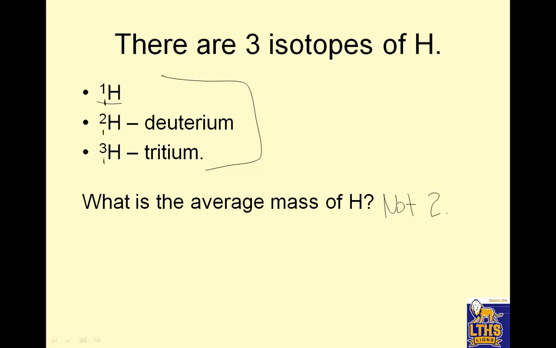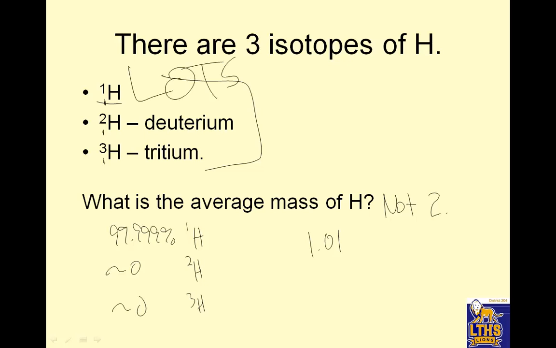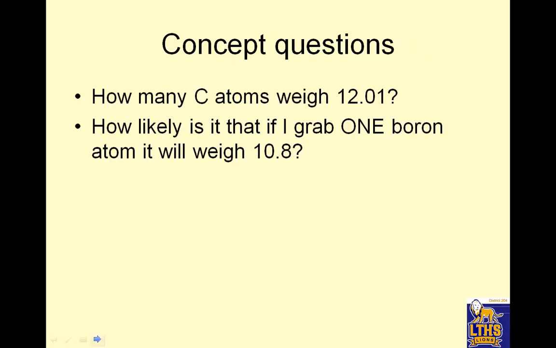The reason why it's not 2 is because it's 99.999-ish% hydrogen 1. Whoops, I put my 1 on the wrong side. Hydrogen 1. And then hardly any. And hardly any. About 0-ish. Enough to keep the average mass from being perfectly 1. So if you look at the periodic table, the average atomic mass of hydrogen is 1.01. Why? Because there's lots of 1, and then you have an itty-bitty amount of deuterium and tritium.